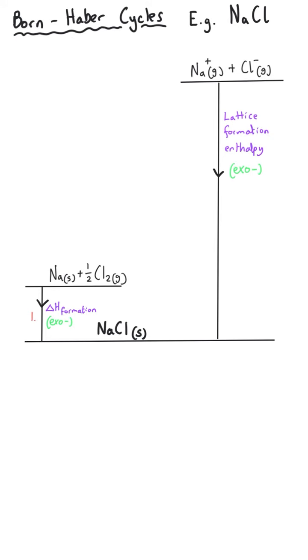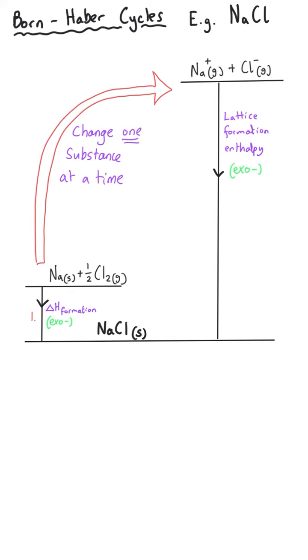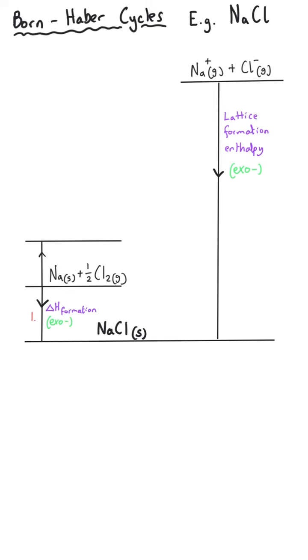And then what we need to think about for the rest of our cycle, and the way that I recommend that you remember how to construct these, is how can we get from the elements sodium and chlorine on the left-hand side round to the gaseous sodium ions and the gaseous chloride ions? Well, the answer is sequentially, one substance at a time, we need to convert them and work towards them becoming ions. So for instance, we've got sodium solid at first. We need to atomize it. And so this first arrow that's going to be pointing upwards is the atomization of sodium, and it's going to be endothermic. Energy has to go in.